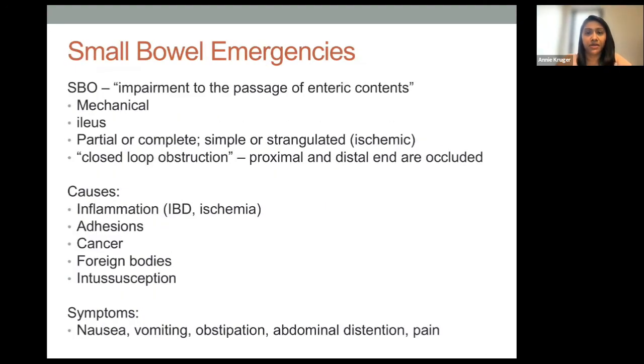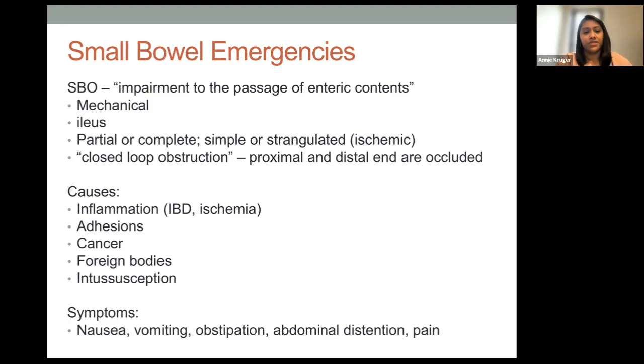All right, SBOs, these are mechanical blockages, basically, where the small bowel twists on itself. Different from an ileus where the bowels just aren't moving, they're not peristalsing. An SBO can be partial or complete. It can be simple or strangulated. The most concerning ones are the closed loop obstructions where both sides are twisted off, and that's going to be a surgical decompression, can't be done endoscopically.